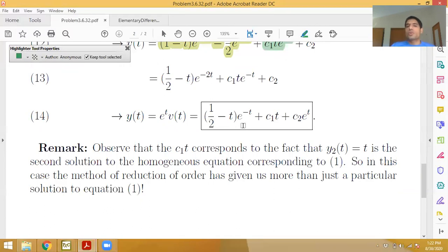So what happened with our method of reduction of order is we didn't just get the particular solution, we got the particular solution and the other solution to the corresponding homogeneous equation that was not given to us. And therefore, what we're looking at is the general solution, which is a particular solution plus a constant times one of the complementary solutions plus another constant times the other complementary solution. So we actually managed to get a little bit more than what we originally planned to get, since we decided to keep our constants of integration.